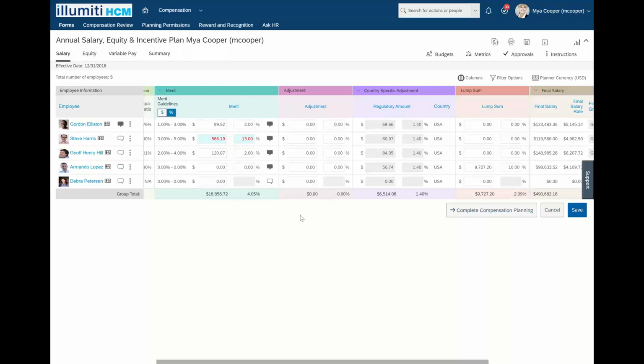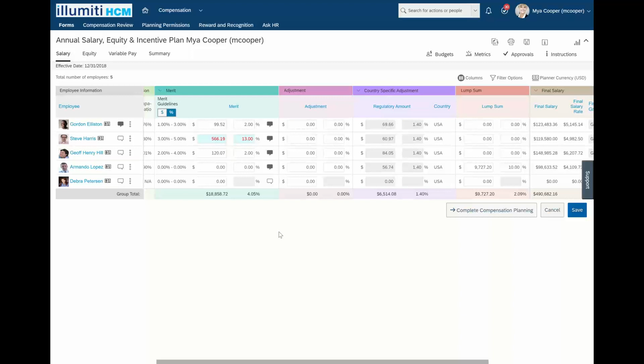So any of your rules around proration, around eligibility, around ranges, around required time and job, any of these things are actually built into the foundation of these sheets. So as I come in as a manager, Maya, to do this bit of planning, I'm not able to plan outside of those guidelines or parameters.